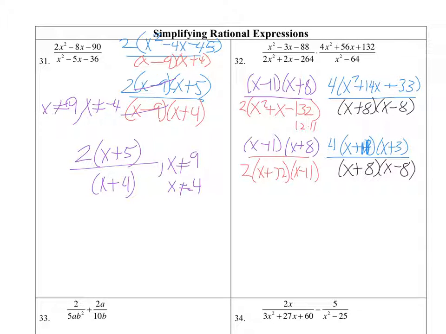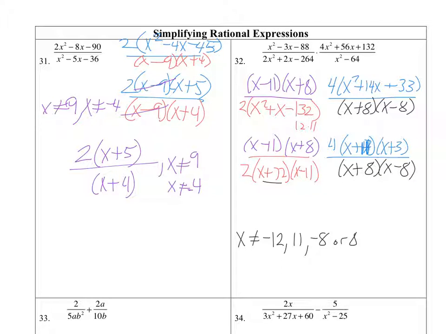Okay. First thing we do is identify things that x cannot be. X cannot be -12, positive 11, -8, or positive 8. Nice. Okay.